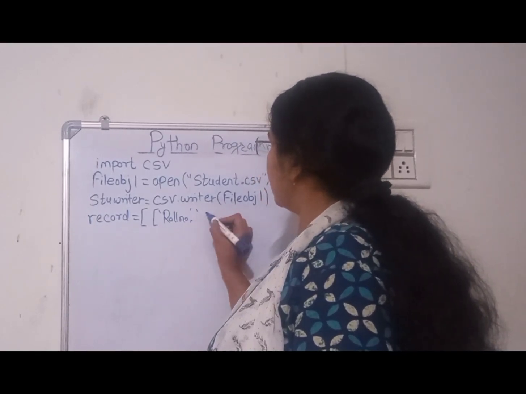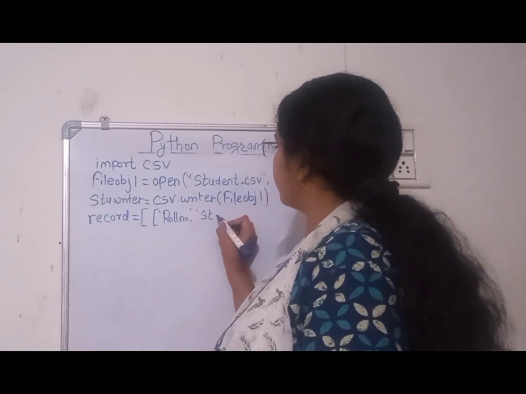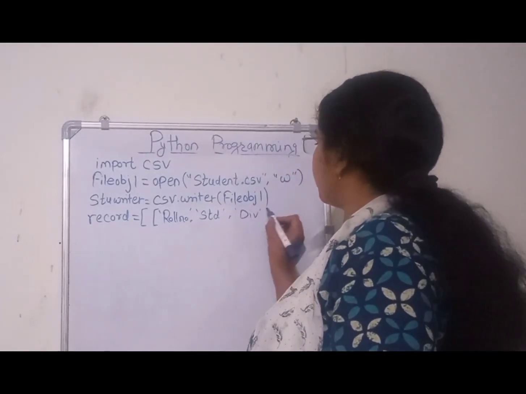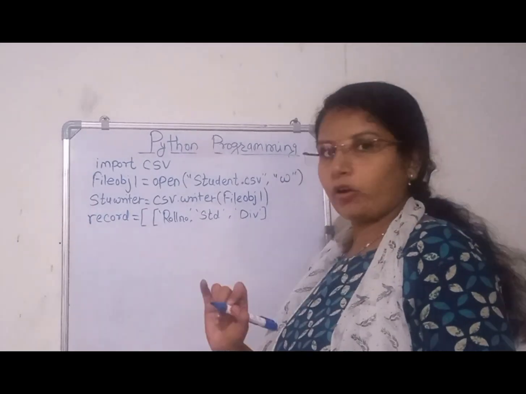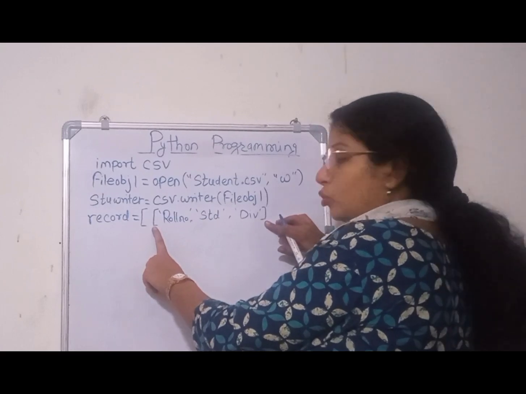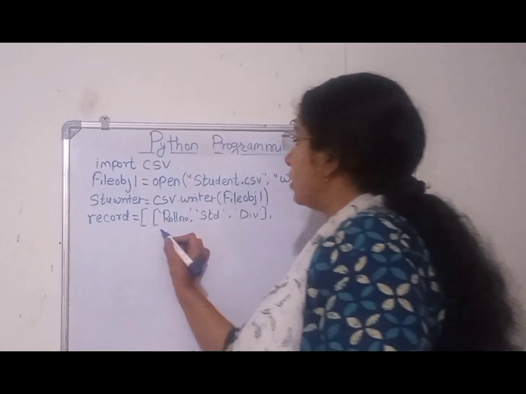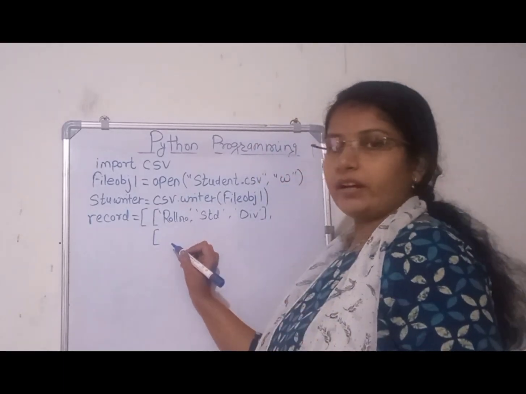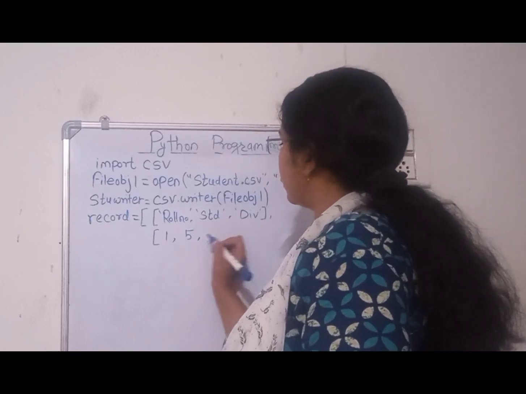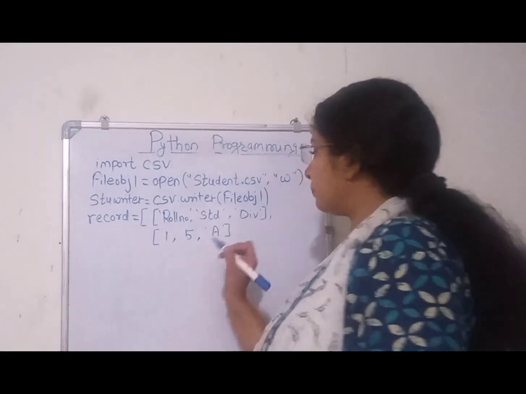So my first record will be, suppose I want to display it as it is: roll number, division, standard, this will be displayed as it is, and then division. So this is my first record. I am just completing it: this will be my opening bracket, this will be my closing bracket, and then I am creating the sublist. This is my first record. Second is just entering the records: roll number 1, standard 5, division A. This is my second list.